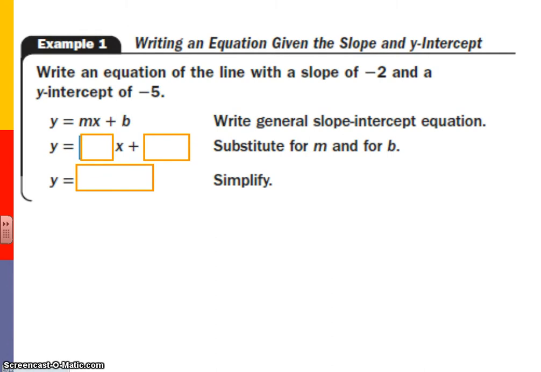Example 1. Write an equation of the line with a slope of -2 and a y-intercept of -5. First, write down y equals mx plus b. Now you want to enter what m is and what the y-intercept is. If you look back up in the problem, slope is -2, y-intercept is -5. So where there's the m, you want to fill in the slope. Where the b is, you want to fill in the y-intercept.